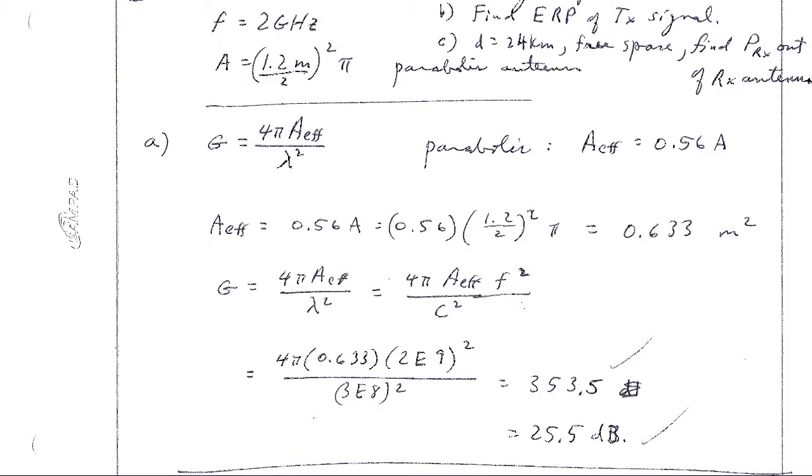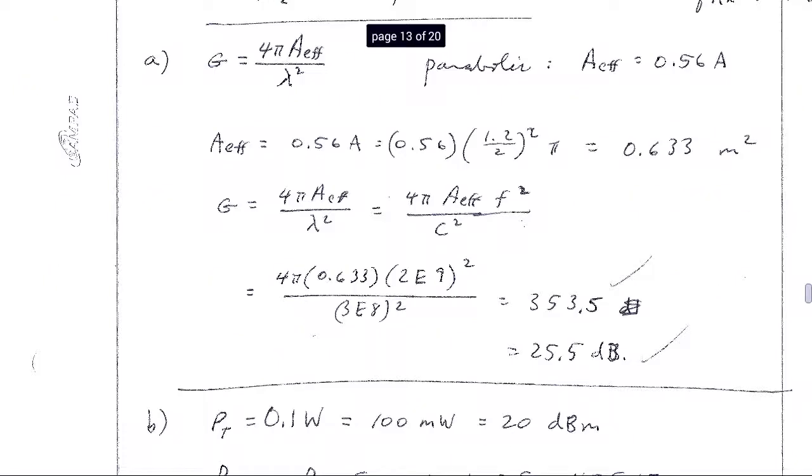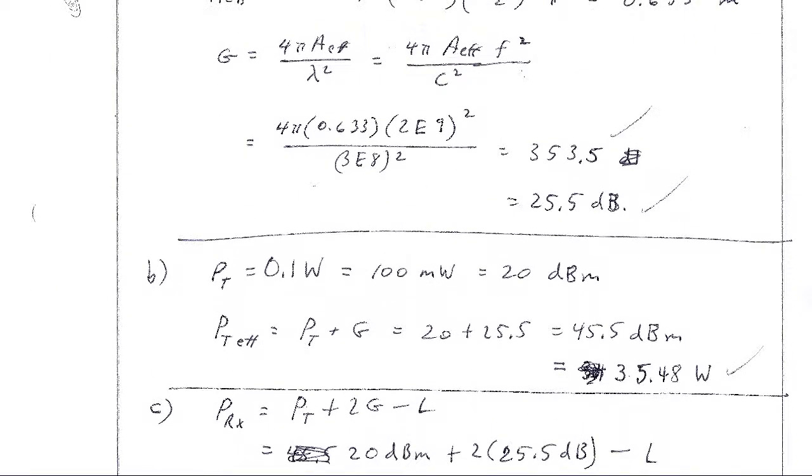For part B, it says find the effective radiated power of the transmitted signal. So in part B, I take the transmitted power of 0.1 watt, turn that into 100 milliwatts, which is 20 dBm, and the effective transmitted power is the transmitted power plus the gain when everything's in dB units. So 20 plus 25.5 is 45.5 dBm, or 35.48 watts.